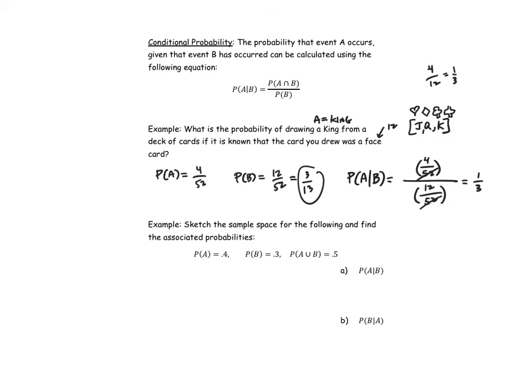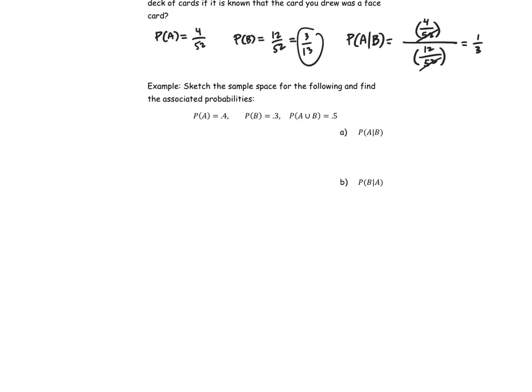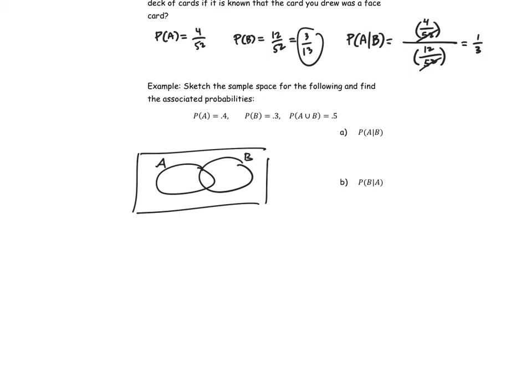Okay, so let's take a look at the example down here. Sketch the sample space for the following and find the associated probabilities. All right, typical Venn diagram, events A and B. We haven't gone to 3 events at this point. We will. Probability of A or B is 0.5. Probability of B, 0.3. Probability of A, 0.4. So I'm going to use the idea that the probability of A or B is equal to the probability of A plus the probability of B minus the probability of both. I'm going to sub in some values: 0.5 equals 0.4 plus 0.3 minus the probability of both. So the probability of both A and B will be equal to 0.2.